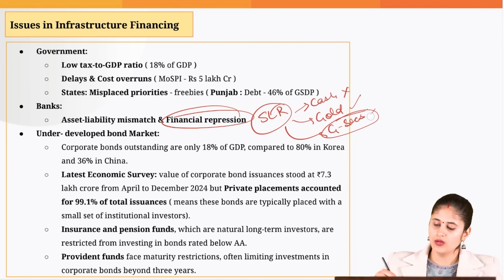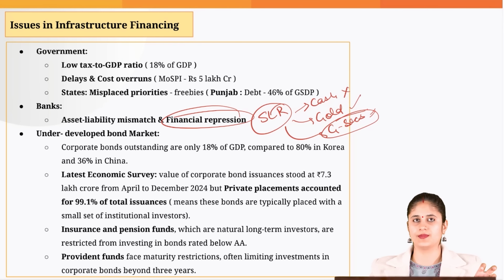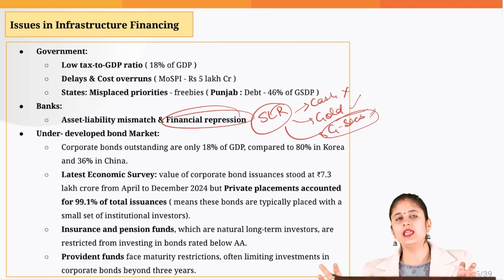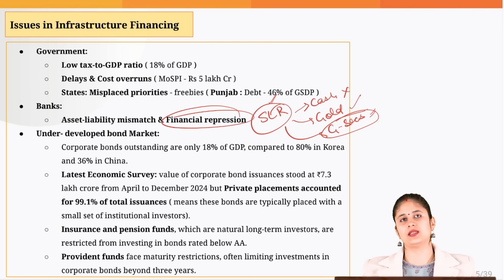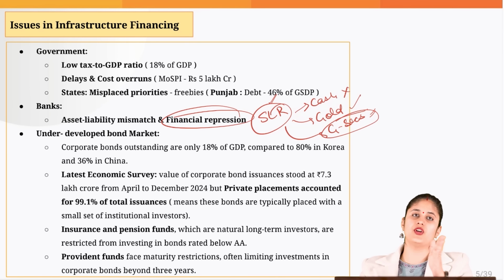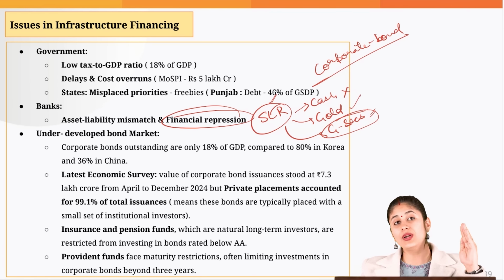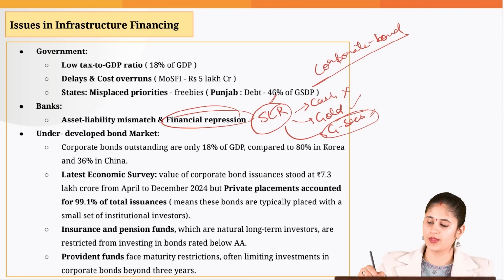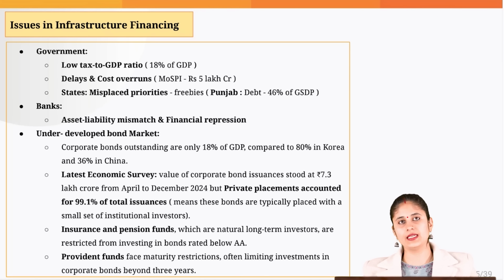Now, the problem is that government securities offer lower return as compared to high quality corporate bonds. But because of this SLR requirement, the statutory liquidity requirement that we have imposed on the commercial banks, they are not able to invest in corporate bonds. That is leading to crowding out of private investment. So these are the problems that we have from the point of view of the banking sector.